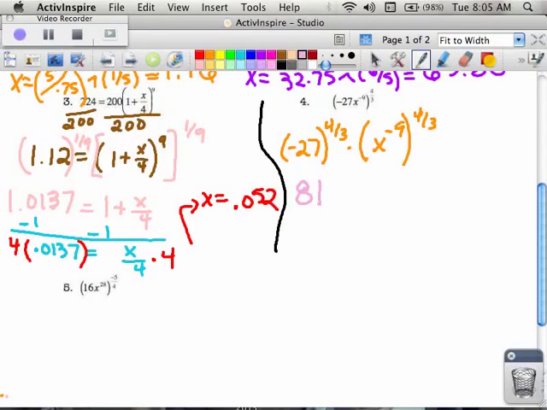And then in the next step, when I multiply these, negative 9 times 4 is negative 36. Negative 36 divided by 3 is negative 12. So what's happening is the number thing over here turns out to be 81, and the variable thing over here turns out to be x to the negative 12.